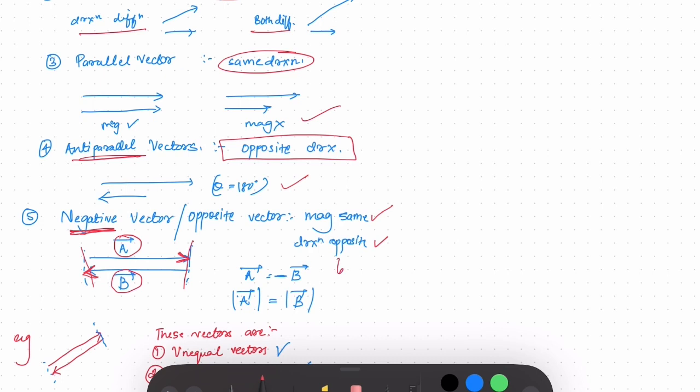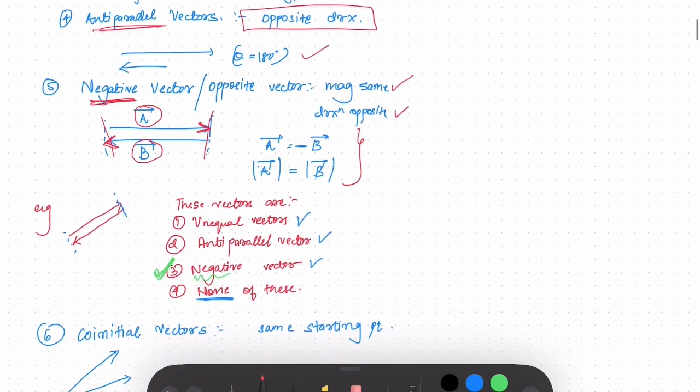So these are opposite vectors or negative vectors. Now the question might come up like this. This is the example given to you. These are two vectors. What are these? Are these unequal vectors? Yes, every negative vector is going to be an unequal vector because they differ in direction. So yes, this is correct.